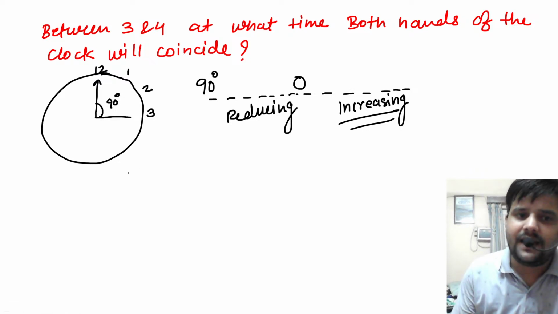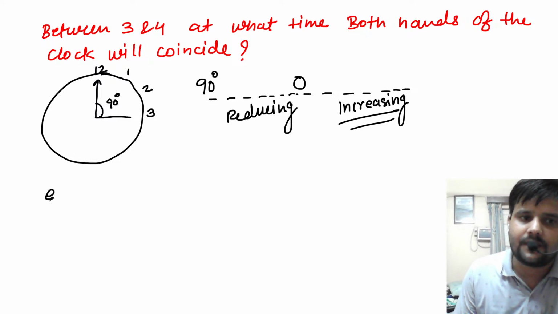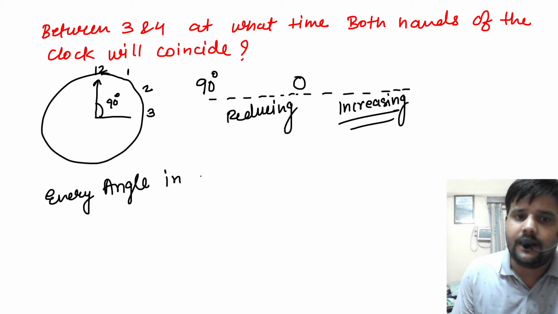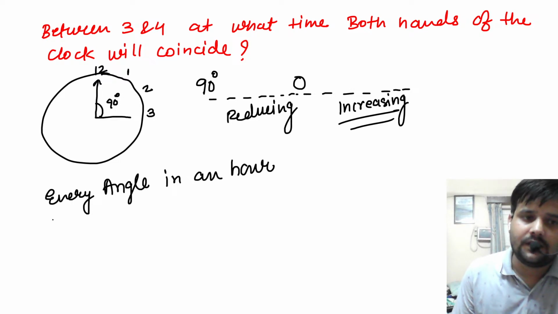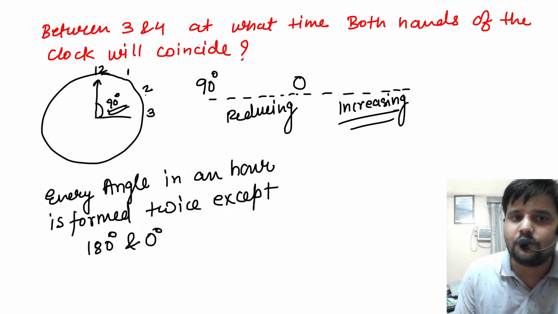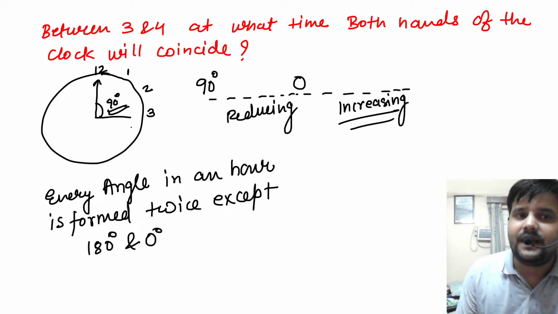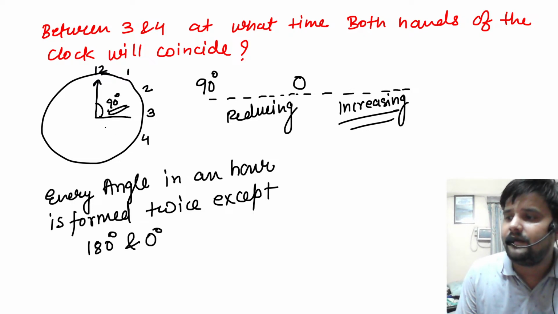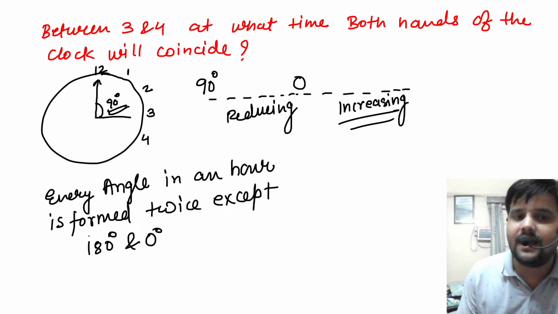So just remember this line: every angle in an hour is formed twice, except 180 degrees and 0 degrees. मतलब ये जो 90 डिग्री आपका एंगल है, ये सिर्फ उसी टाइम पे नहीं बनेगा. It will be formed twice between 3 and 4.